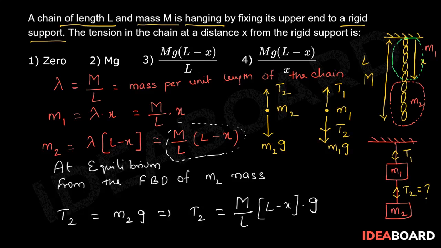Therefore, tension in the chain at a distance of x from the suspension point is capital M upon L times of L minus x multiplied by G. So the correct option is 3.